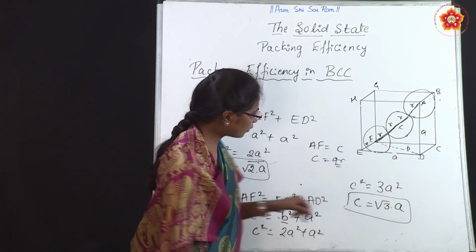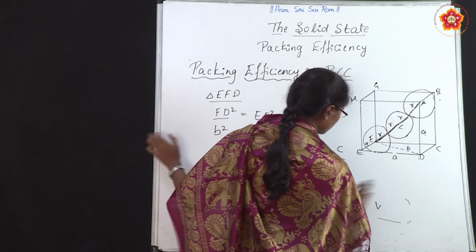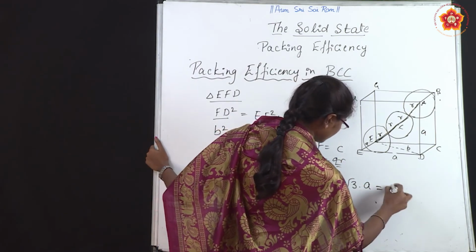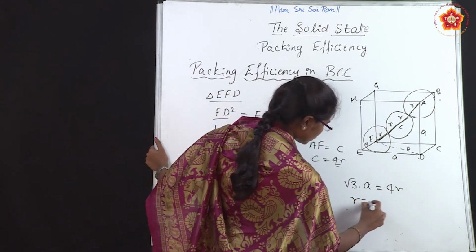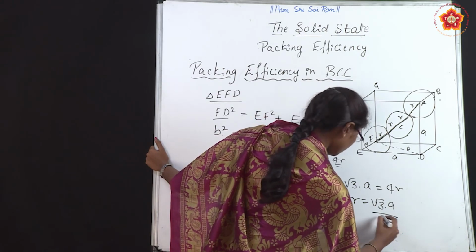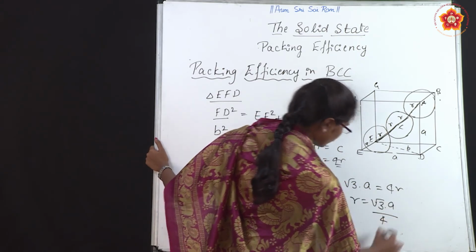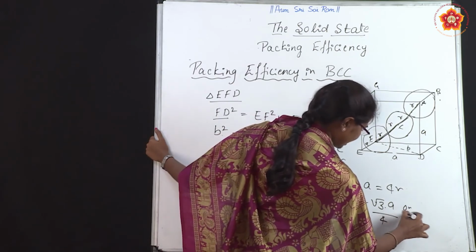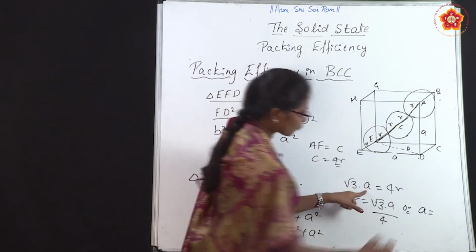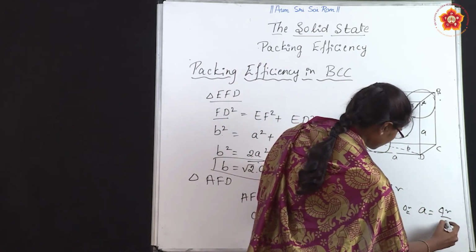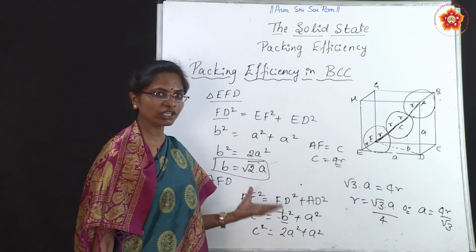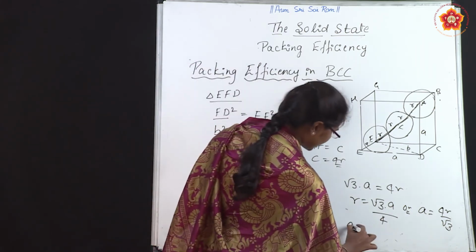Okay. So now you write C equal to root 3 into A equal to 4R. How will we write? R is equal to root 3 into A divided by 4, or you can write again A is equal to, how will we write? A is equal to 4R divided by root 3, right? So we know the volume of the unit cell is A cube, right?